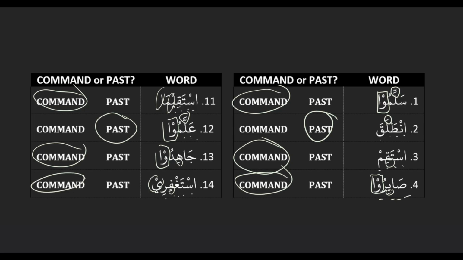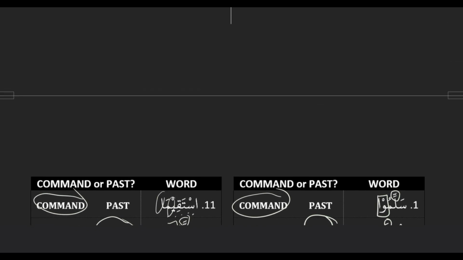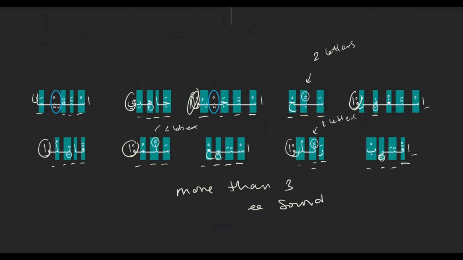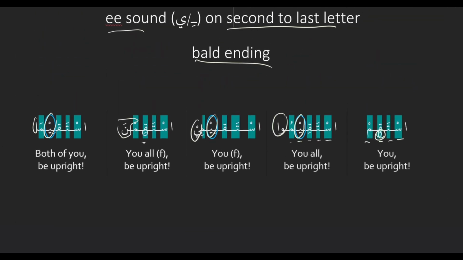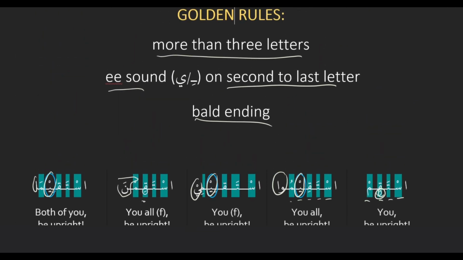E makes command. So recap of this lesson. What was command pattern number 2? If you have an action that is made up of more than 3 letters and has an E sound on the second to last letter, it is a command. What if instead of the E you have an A? It's a past tense. Good.